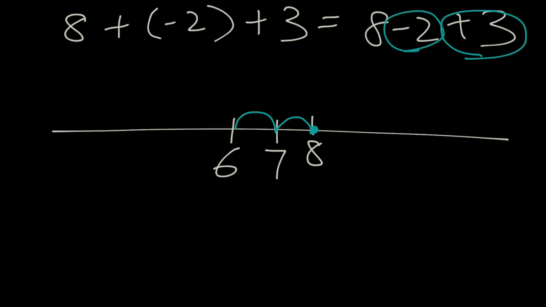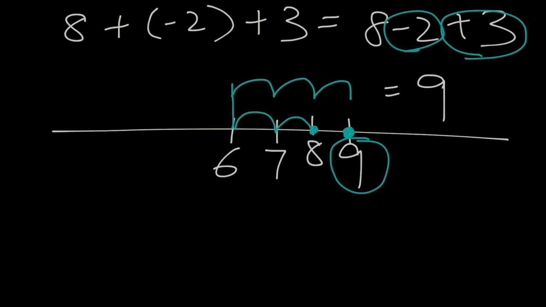So then I need to go forward 3 spaces. So that will be 1, 2, and 3. So from here, now that I'm ending in 6, I would need to go 1, 2, 3. And my final spot will end at 9. Therefore, the answer would be 9. So it's quite important to visualize adding and subtracting integers from the number line's perspective, because then you could actually visually see what number it will end up to be.